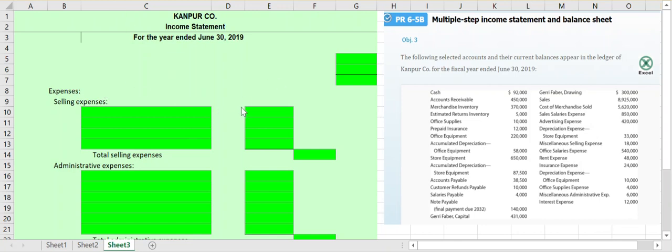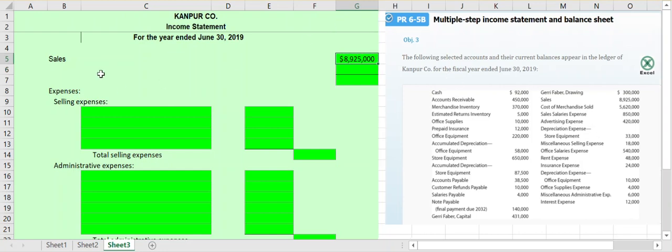We actually have 3 amount columns that we're going to be dealing with. So we have 2 subtotal columns and a total column over here on the far right. So our income statement always is going to start with our sales revenue. So over here looking at our information, we have our sales of $8,925,000. Since we only have one revenue, it goes all the way over to our total amount. So we have $8,925,000 that we have here.